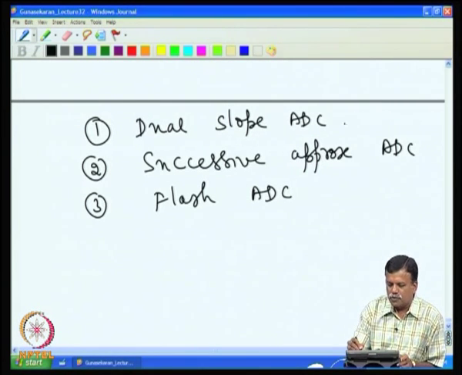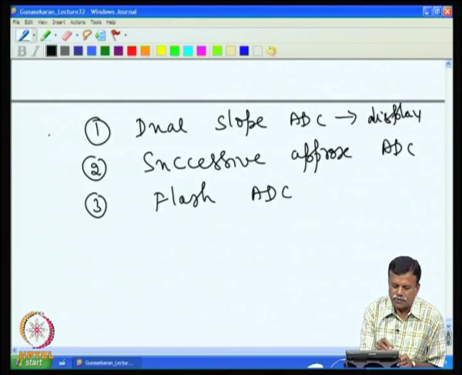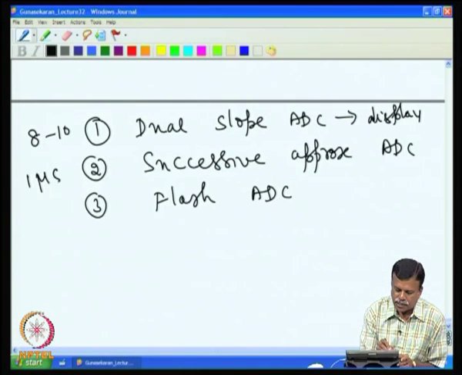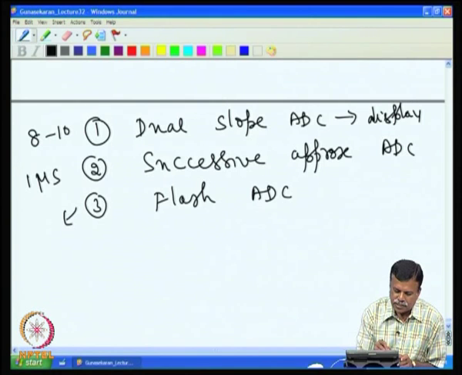Now, the dual slope is used mainly for displays, where the conversion is very slow. You have 8 to 10 conversions per second possible, that is all. The successive approximation A to D is much faster, it is about 1 microsecond conversion time, and for the flash ADC, about 50 nanosecond to 100 nanosecond conversion time is possible.